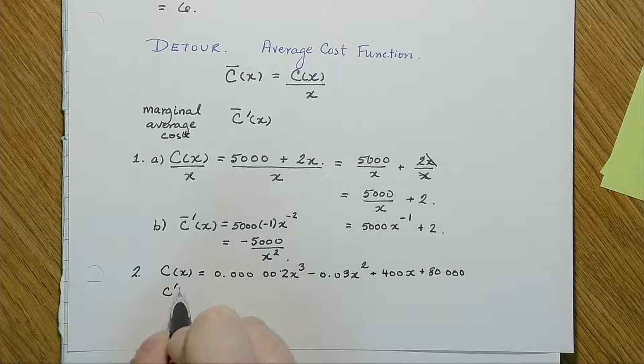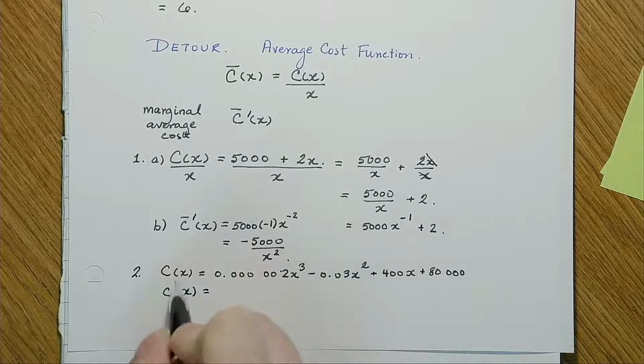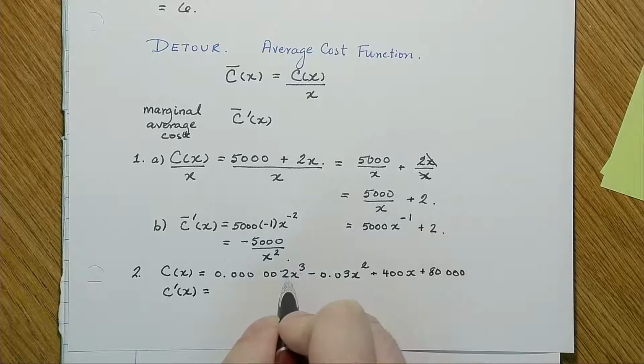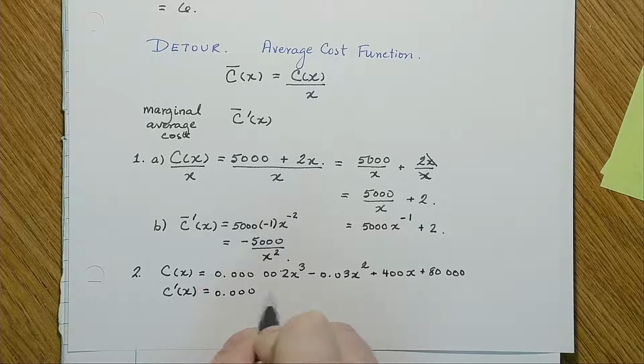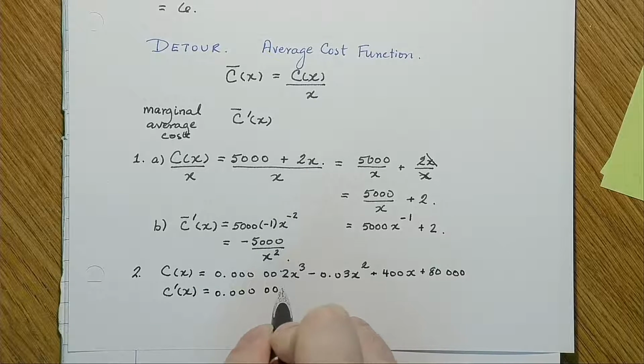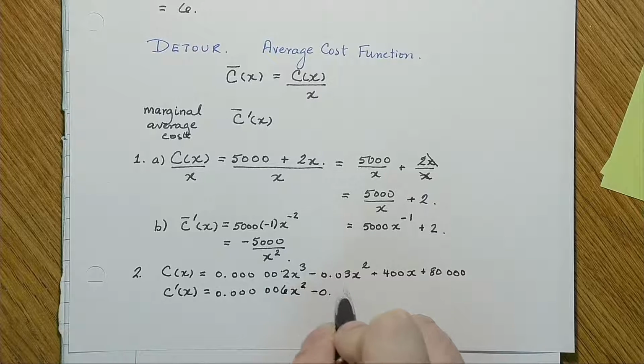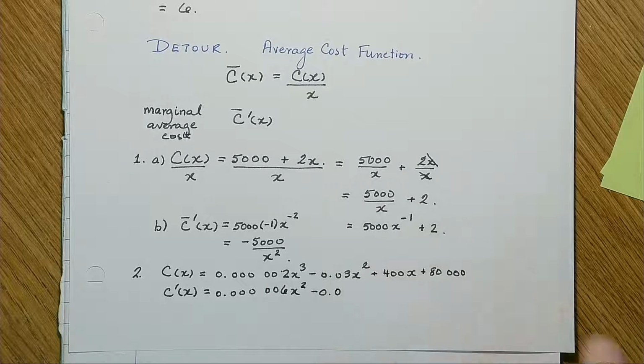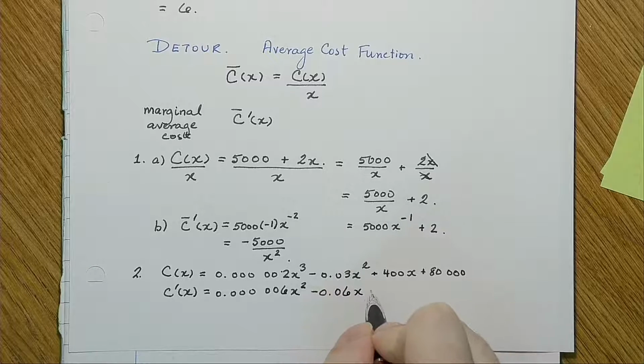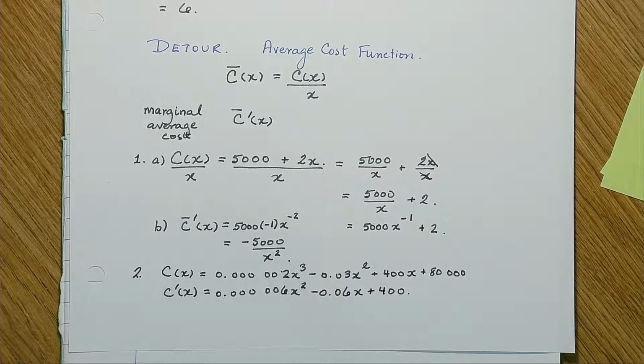So again, this would be a little bit trickier where I have this derivative to take care of. But I have 2 times 3 gives me 6x squared minus, and then I have 0.03 times 2 gives me 0.06, plus 400. So that's again taking the derivative of the cost function.